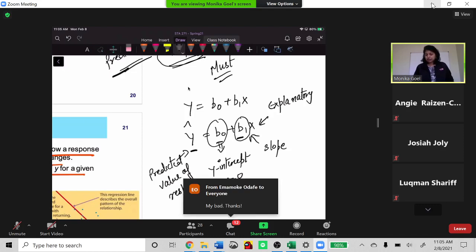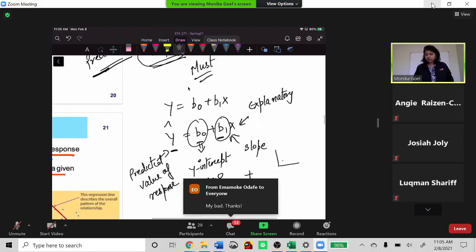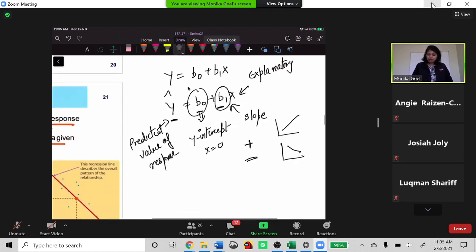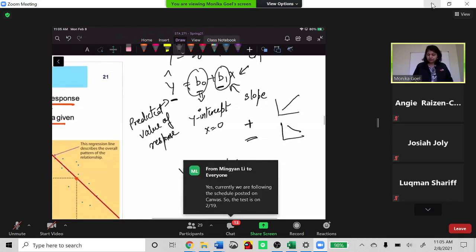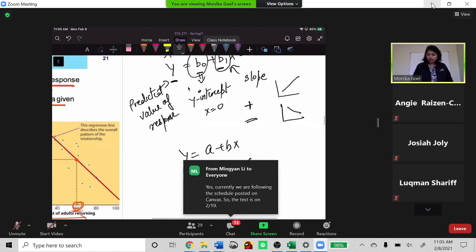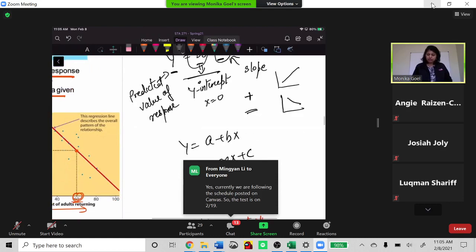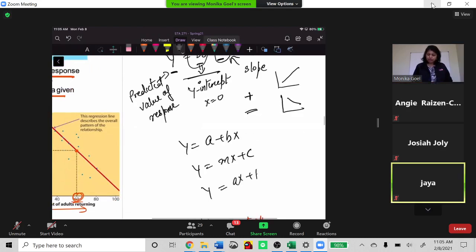When we talk about the slope, slope can be both positive or negative depending upon which direction is your linear line, which direction is your correlation. If you have positive correlation, then your slope is positive. If you have negative, then your slope is negative. This equation is the same as what we have done previously, so you can use any of that. In the slide and book, we are using this, but you can do anything that is more meaningful to you.